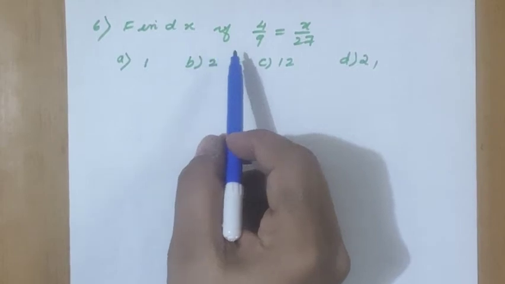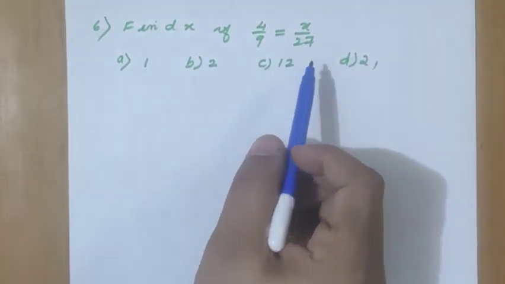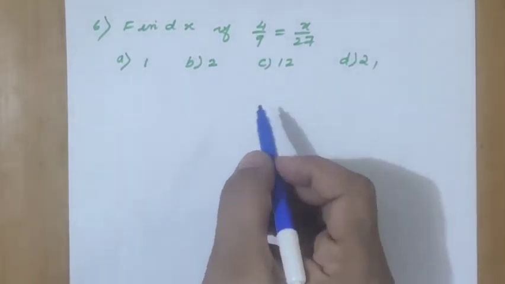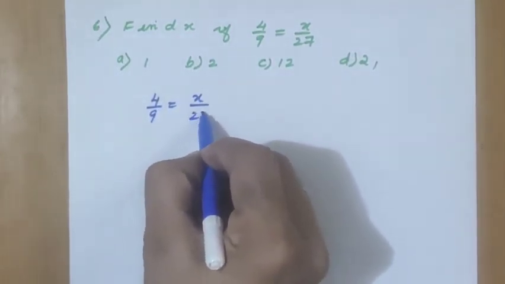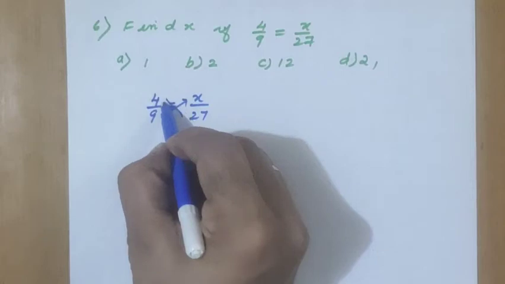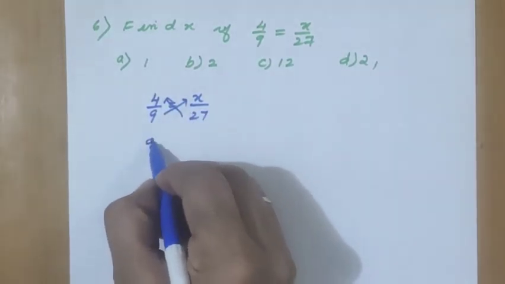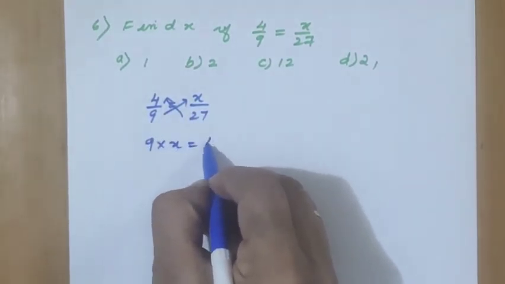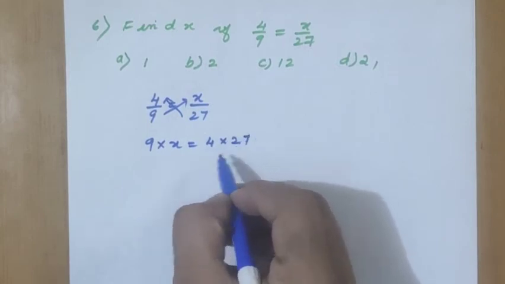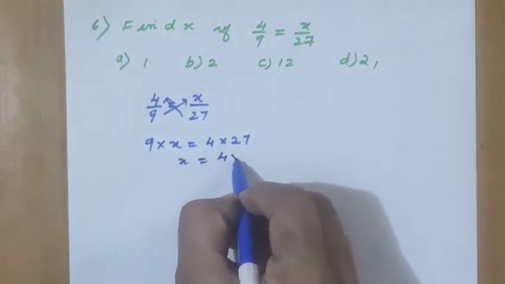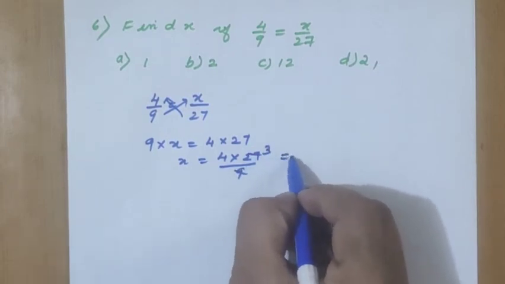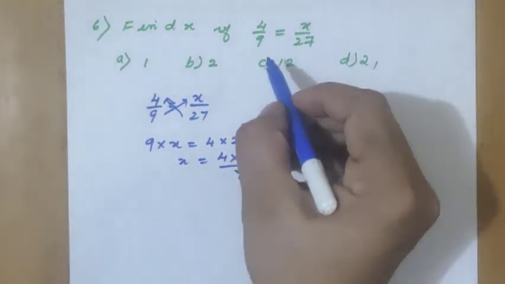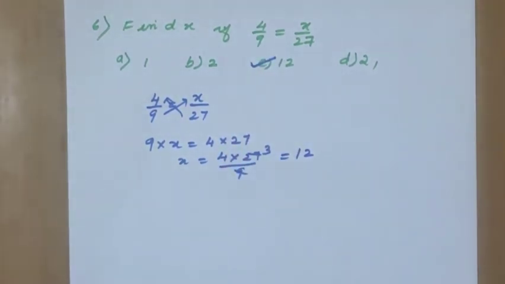Question number 6. Find x if 4 by 9 equal to x by 27. When it is given 4 by 9 equal to x by 27, it is a cross multiplication only. Very well you know that. So 9 into x equal to 4 into 27. So x equal to 4 into 27 by 9. So we can cancel 9 and 27, these 3. So 4 3s are 12. So which is the correct option? C is the correct option.